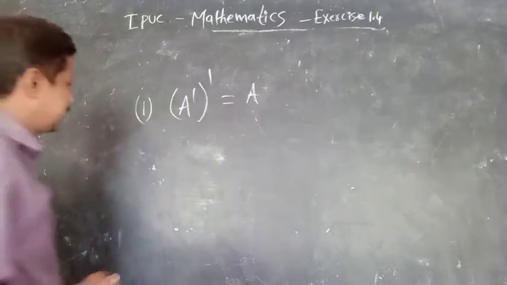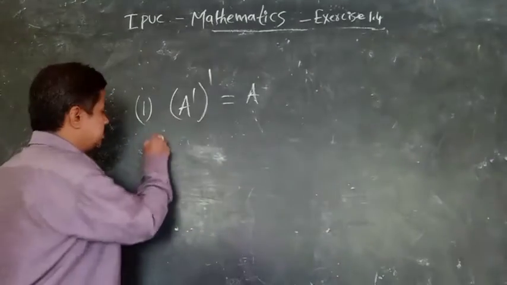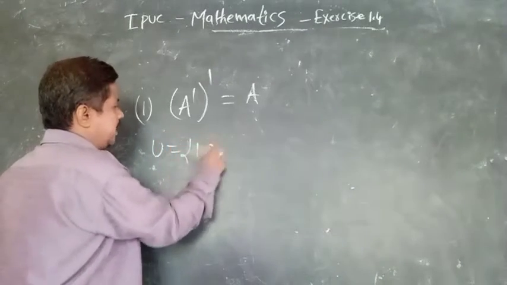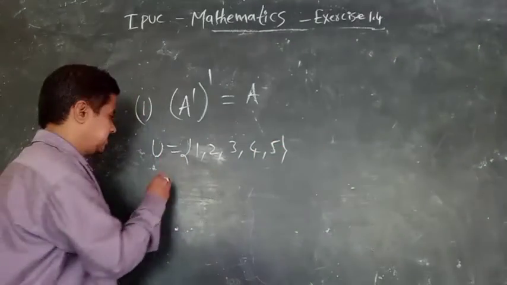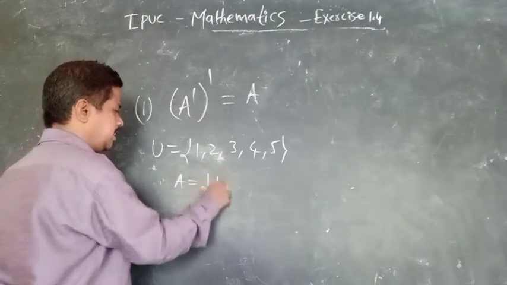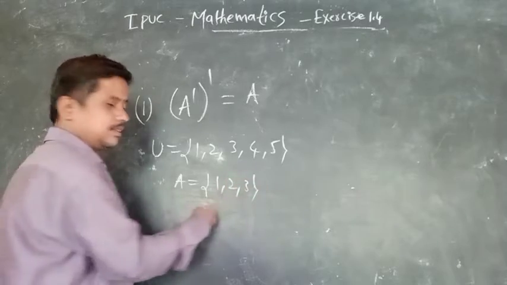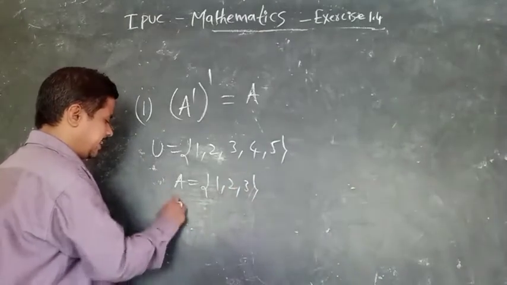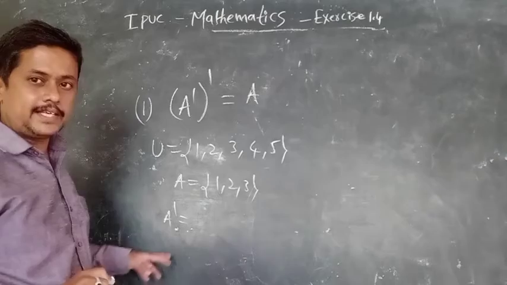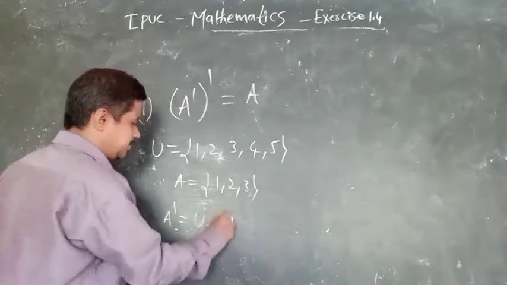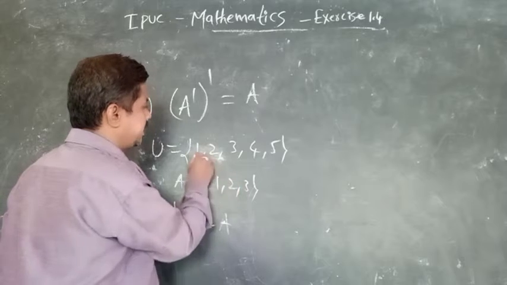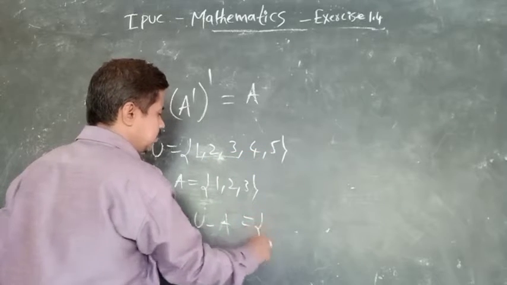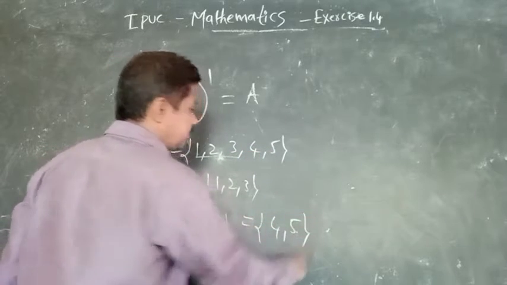Let us take one example to prove this. U equals 1, 2, 3, 4, 5. Let A equal 1, 2, 3. Tell me, what is A dash? A dash equals U minus A. If we remove 1, 2, 3 from U, what is the remaining thing? 4, 5.